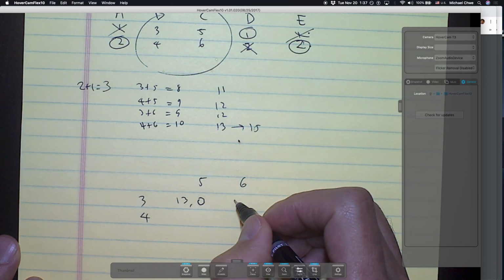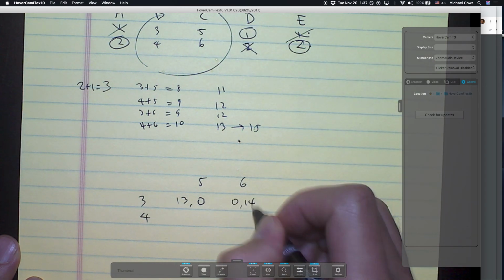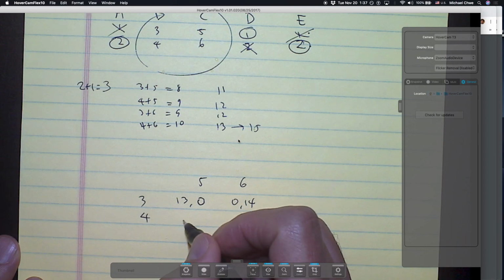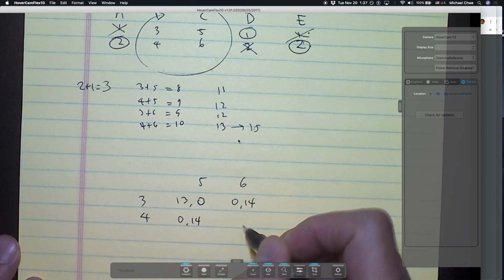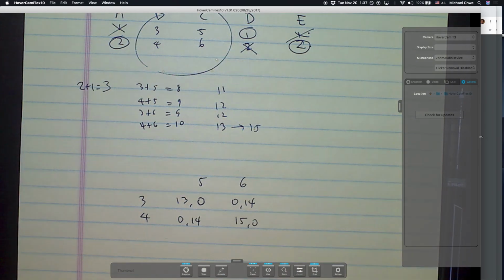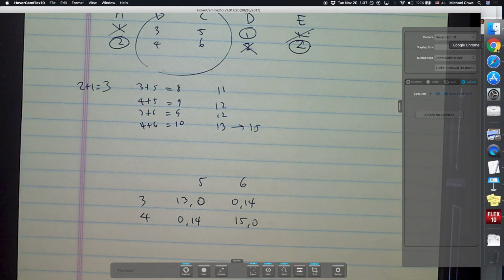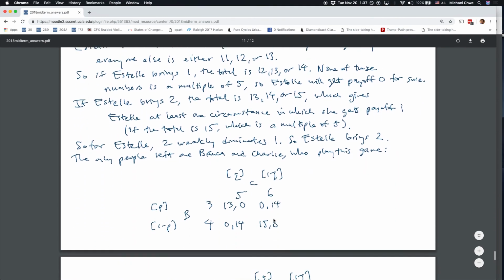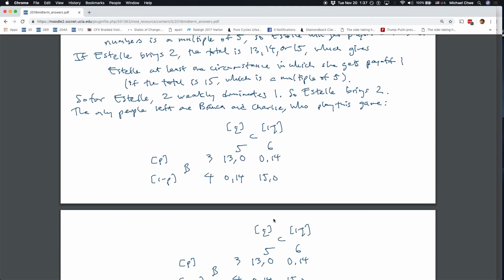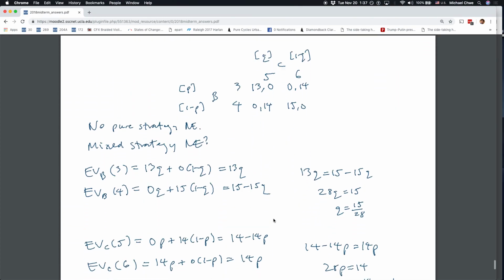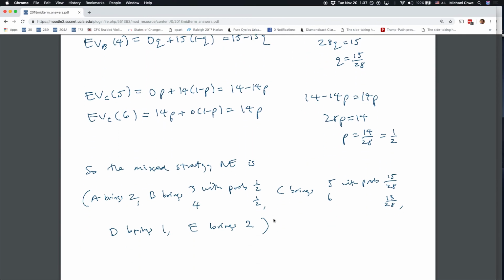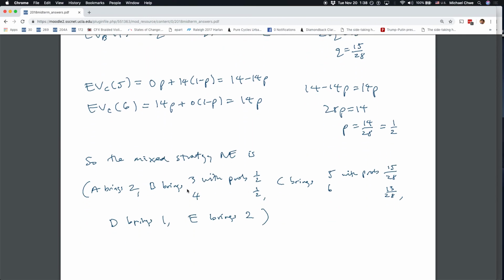This is going to be what? 0, 14. This is 0, 14. I think this is 15, 0. Okay, so I think I did that on the thing. Yeah, that's what I got. See that? And I got Bianca does half-half, Sharon does 15 over 28, 13 over 20. That's all that is.